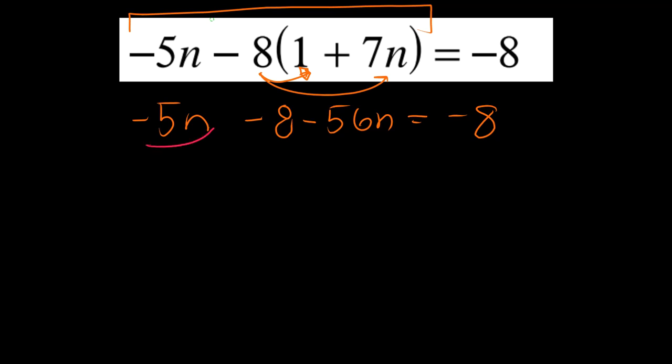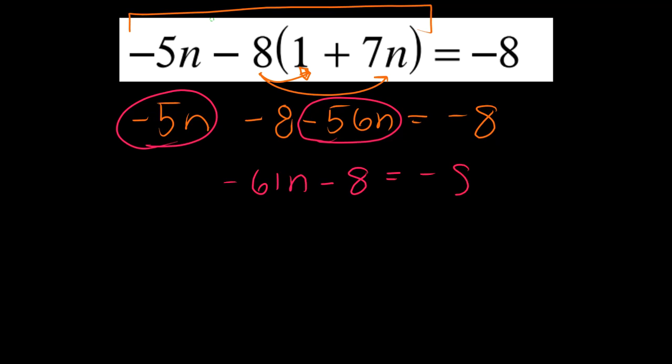And so I've got negative 5n and negative 56n, which is a total of negative 61n, and everything else stays the same. Minus 8 equals minus 8. It's important to note that even though these kind of look like terms, they're on opposite sides of the equal sign, so they do not count as like terms.